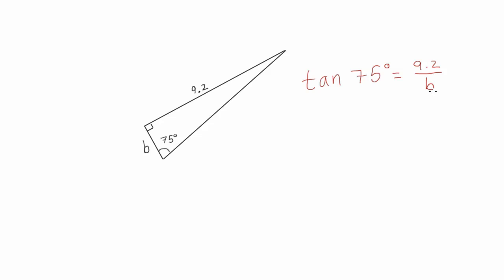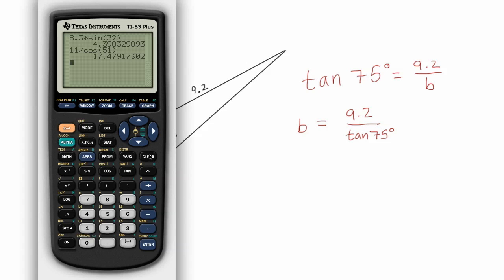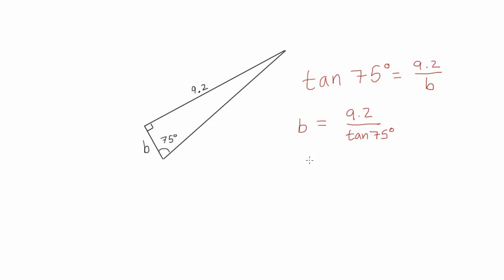Now, once again, we solve for B. So B is equal to 9.2 divided by the tangent of 75 degrees. Then we need our calculator, so we get our calculator out and we evaluate 9.2 divided by the tangent of 75 degrees. And we press enter and we get 2.46. Round that off to about 2.5. So B is equal to 2.5.